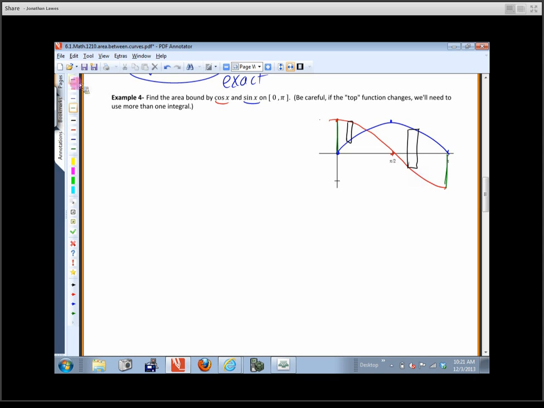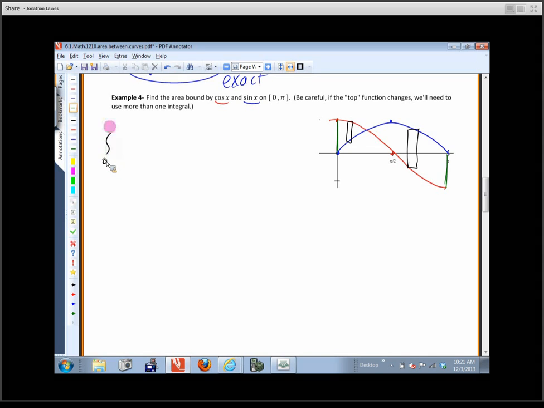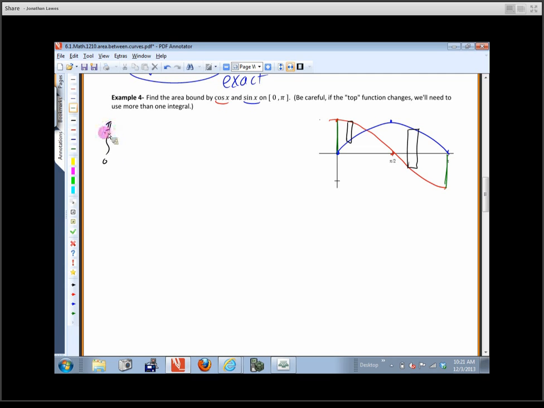So the first one is going to be the integral from 0 to pi fourths. Top minus bottom. Whoops. Cosine x minus sine x dx. Then we're going to add what we get when we find this area. Because remember, the way we're structuring this, we're guaranteeing that this is going to be a positive quantity.